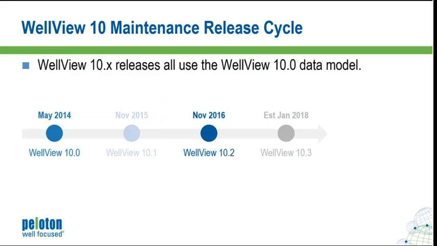The reason is that that signals that there are new calculations in the application. Why is that important? It's important if you're also a client that uses the data warehouse, because you want the data warehouse version to match the application version, so you are seeing the same calculations in both places. So that 0.3 signals to you there are new calculations in the maintenance release. All of these releases use that same underlying WellView 10 data structure. There is no change to the WellView data structure.